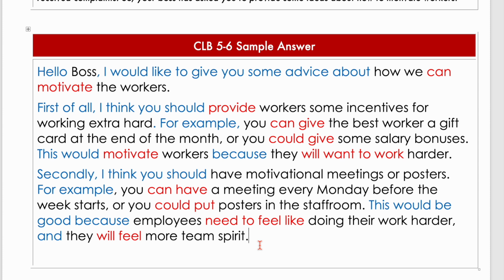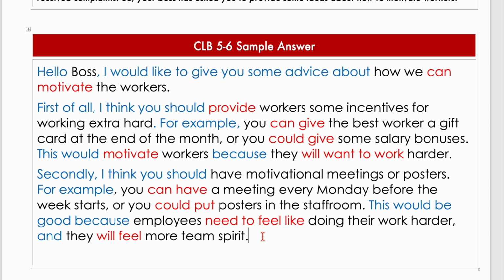That's true. Okay. Okay. Very good. So then, again, we gave an idea, have motivational meetings, when we should have them or where we can put them, and why is that good? The workers will feel team spirit. Okay. Very good. Very good. So there we go. That is two good ideas.